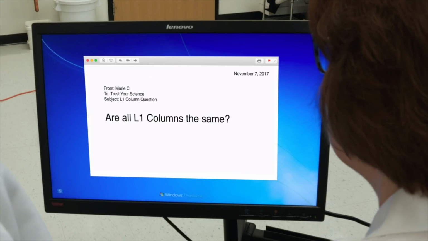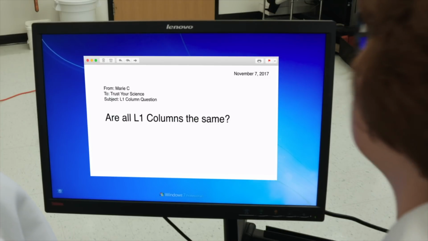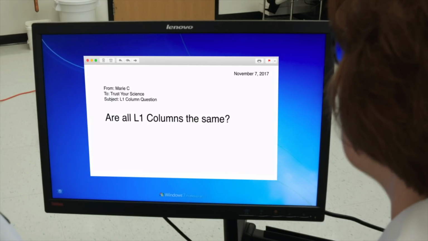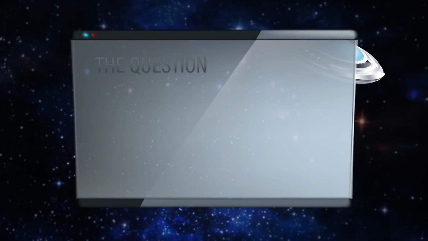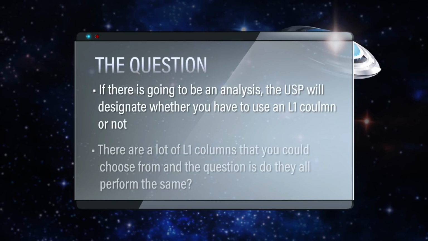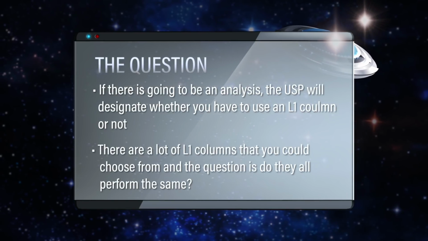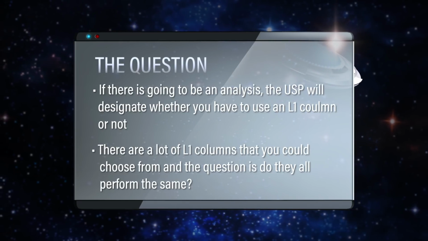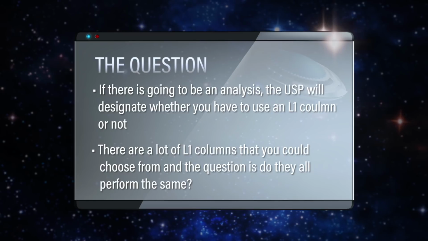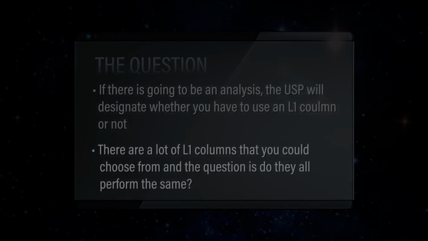As you know, L1 columns are designated in the United States Pharmacopoeia as a C18 bonded phase. And this myth is asking if they're all the same. That's right. The USP will designate, if there's going to be an HPLC analysis, whether you have to use an L1 column or not. But that's really not a lot of guidance, because there are a lot of L1 columns that you could choose from. The question is, do they all perform the same? Exactly right. I think there's over 600 L1 columns you can purchase from.